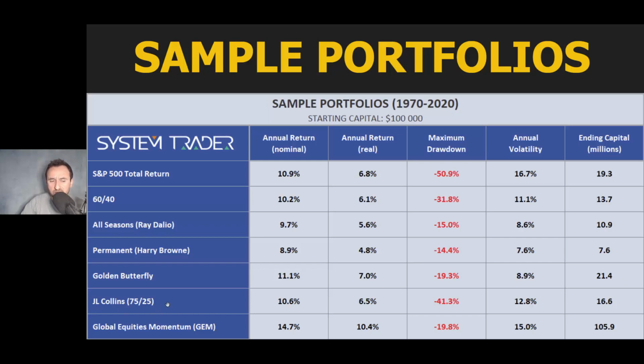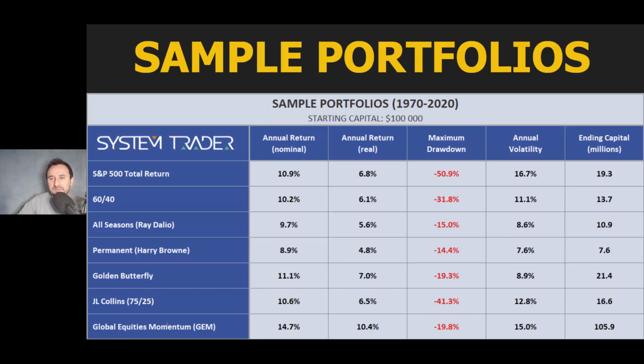There is J.L. Collins, a known person from the FIRE movement, where we have actually 75% of the S&P 500 here and 25% in fixed income. So let's say it's a bit more aggressive version of the 60-40 approach.